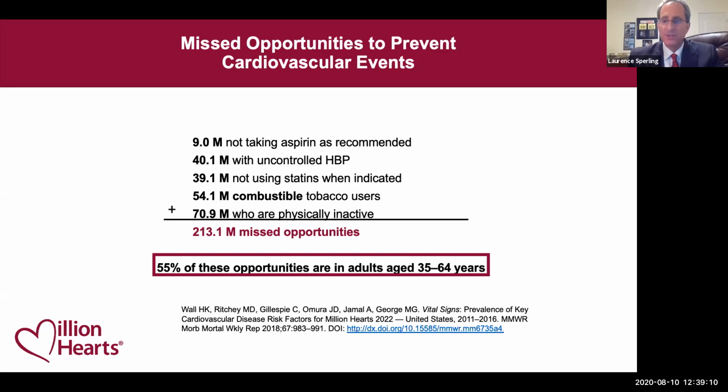There are many missed opportunities related to cardiovascular disease prevention. 9 million Americans not taking aspirin for secondary prevention. 40 million with uncontrolled high blood pressure. 39 million not using statins when indicated. 54 million still using combustible tobacco. And 71 million who are physically inactive. So all told, this is 213 million missed opportunities, with over 50% occurring in the younger adult age group, 35 to 64-year-old ages.